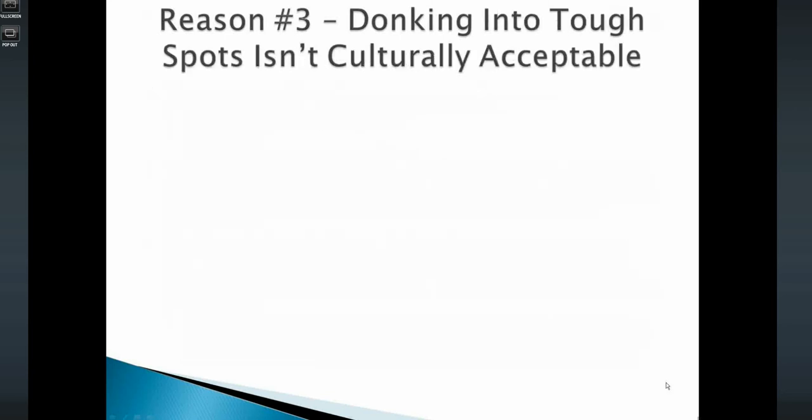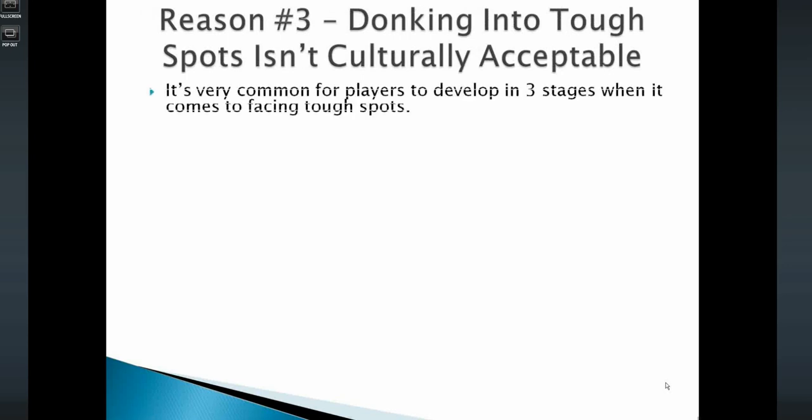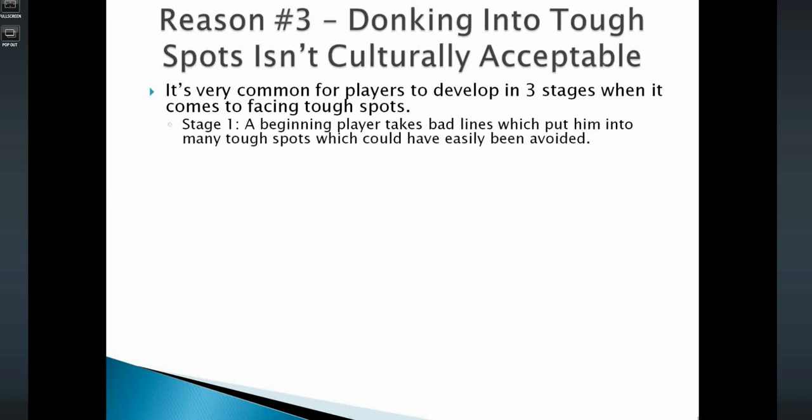Reason number 3, donking into tough spots isn't culturally acceptable. It's very common for players to develop in 3 stages when it comes to facing tough spots. The first stage is a beginning player takes bad lines which put him into many tough spots which could have easily been avoided. Everyone here probably has a friend or two that's a beginning player. He aims you a hand history where he's in a tough spot, and that tough spot was just so completely avoidable if your friend wouldn't have taken that bad line preflop or that bad line on the flop.